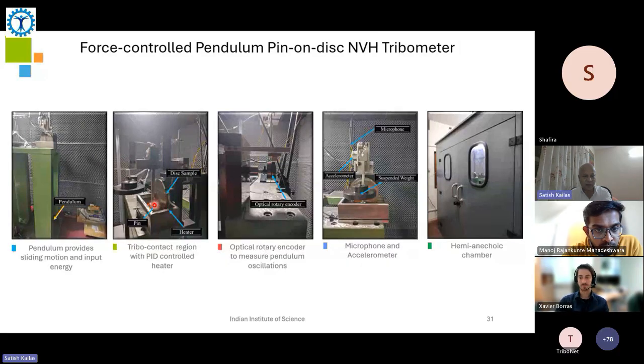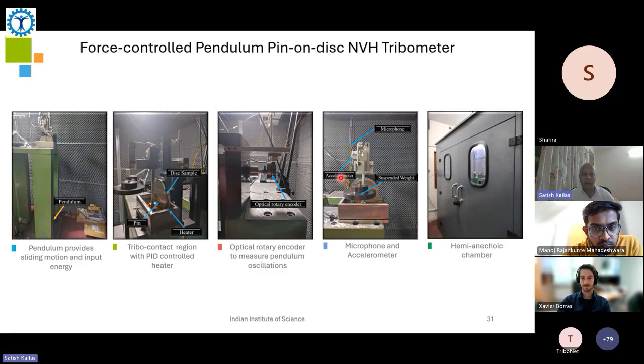This is the disc and this is the tribo contact which is immersed in the oil. We have a big pendulum that is oscillating over here. The loads are quite large. This whole thing was kept in a hemi-anechoic chamber so that we can pick up the noise and the vibration that comes out of this. And remember, there is no other noise producing thing. You don't have a motor that produces noise. So under no load conditions, whatever we pick up with the accelerometer and microphone gives you the bearing noises and other things that are produced.